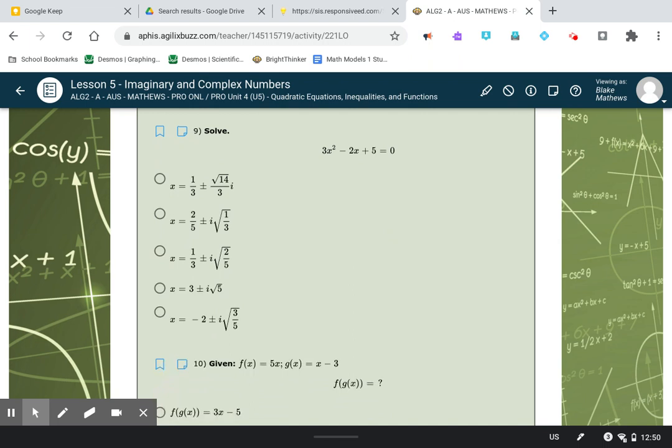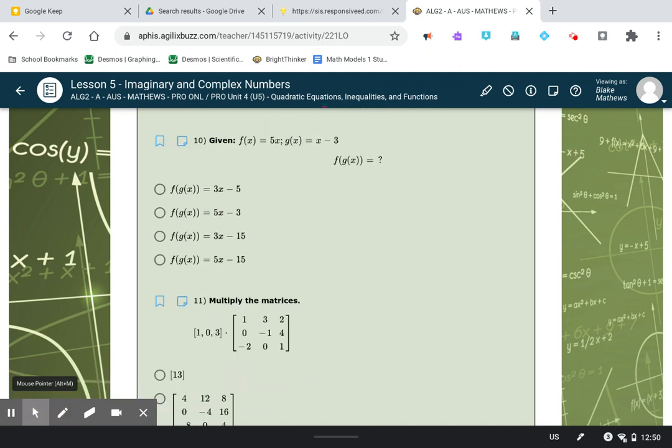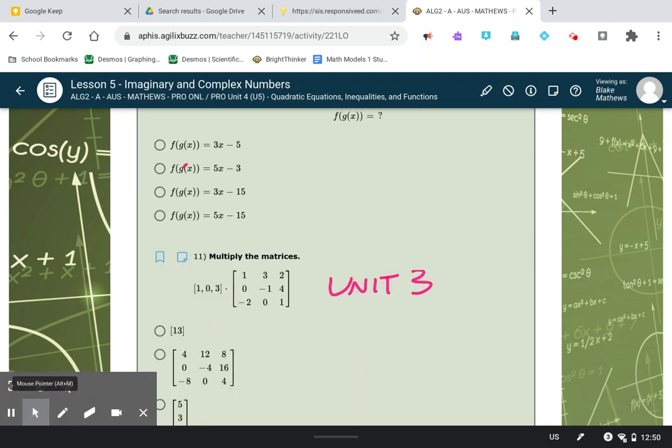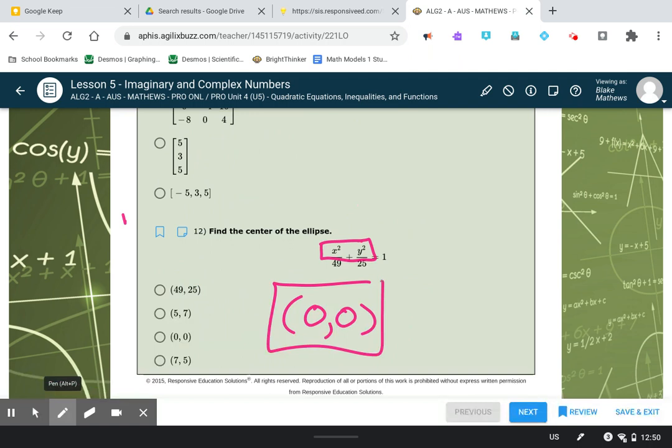Number 9, you do not need to solve number 9, so skip that, and I will fix that on your lesson. Don't worry about it. The rest of these are review questions. You can head back to some previous videos. I'll tell you this is from Unit 3. This is, I'm not sure, but I think Unit 2 for composites. And then center of the ellipse comes from this portion. The answer for that is 0, 0. I'll just give you that one. We didn't actually do that lesson. So that's your answer for number 12. That's it for lesson 5.